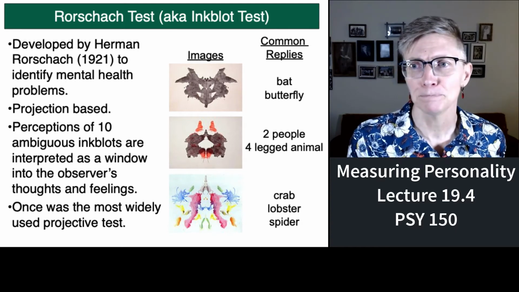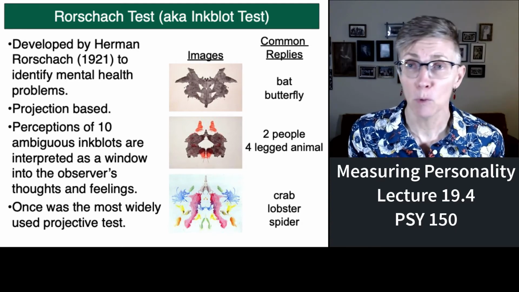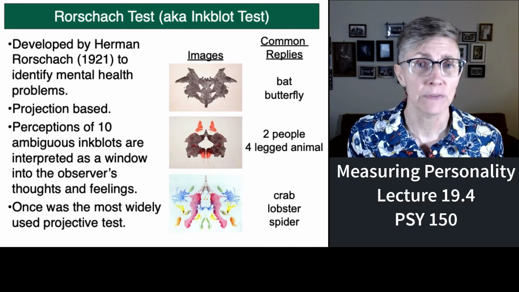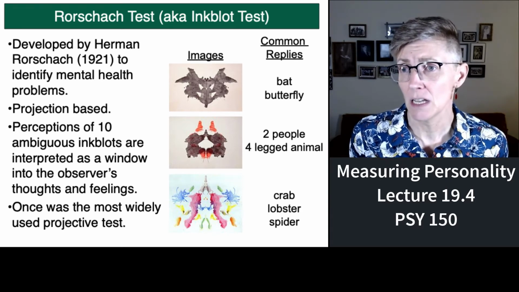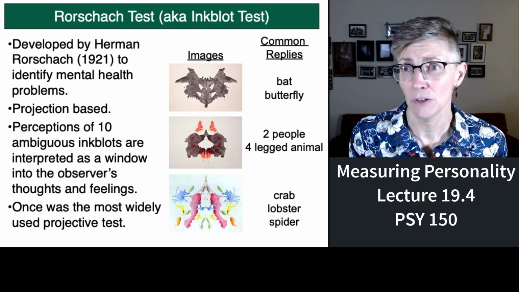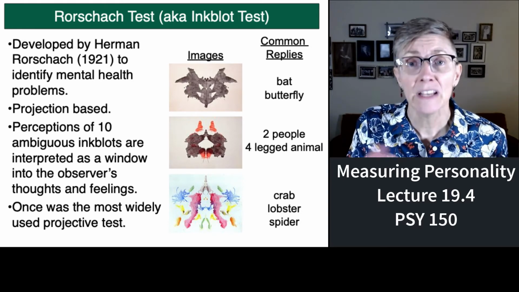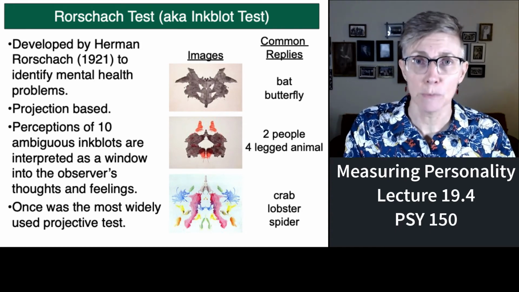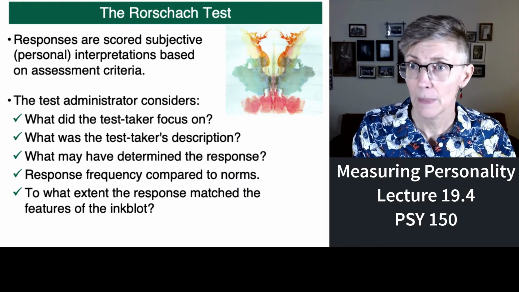Or, let's see, the second one, it looks like two people playing patty cake, or maybe a four-legged animal. Those are sort of common replies, but you probably don't see blood dripping off your child's face, right? So again, there's no right or wrong answer because you're just giving an interpretation to a stimulus that's entirely ambiguous.